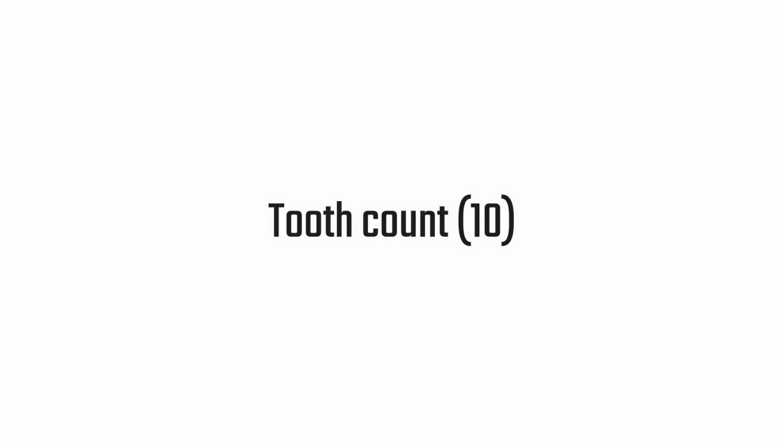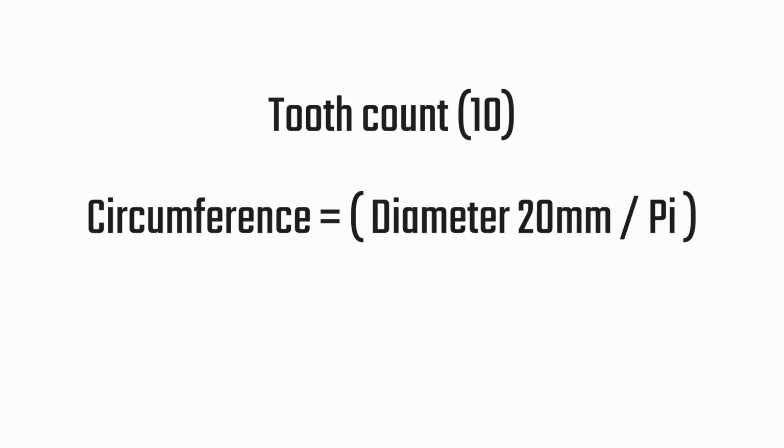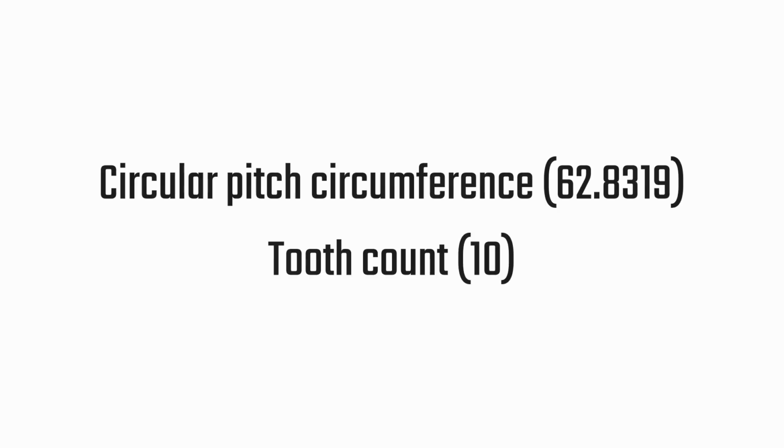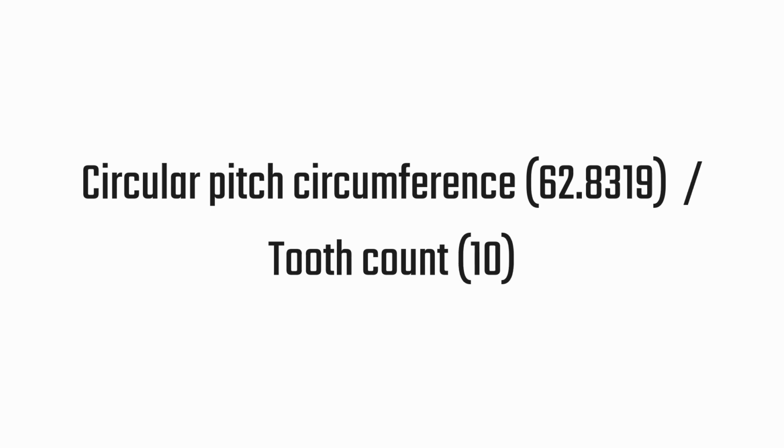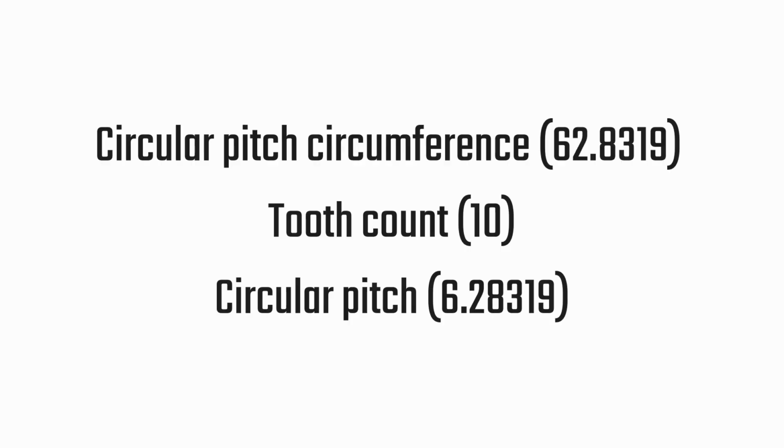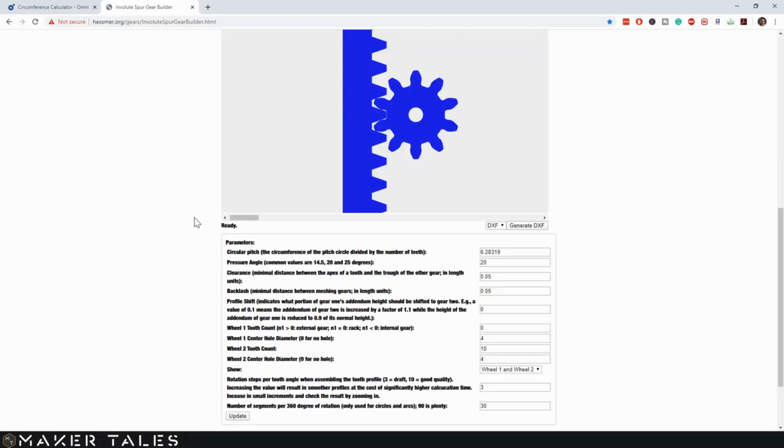So from here, now we have two of our numbers, our tooth count of 10 and our circumference, which is 20mm times pi, which is 62.8319. So to set our circular pitch, it's our circumference divided by our tooth count, which will come to 6.28319. Let's add that to the generator.